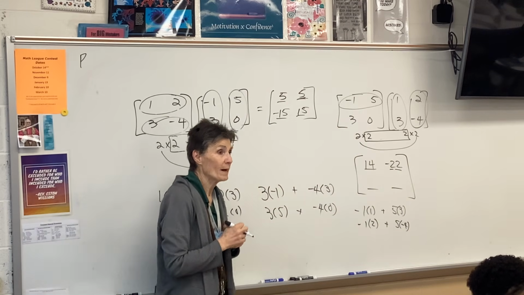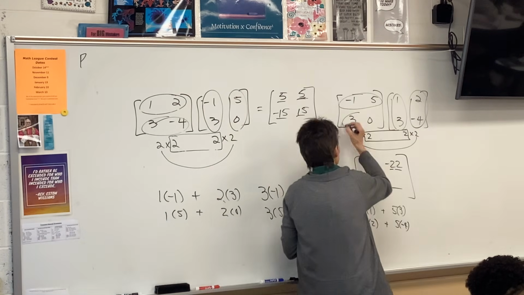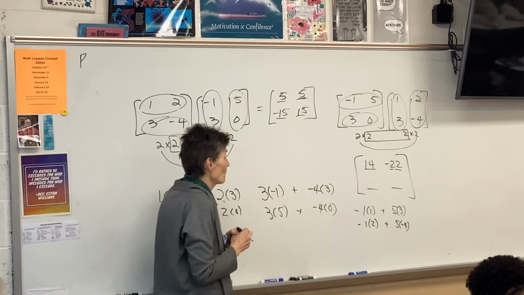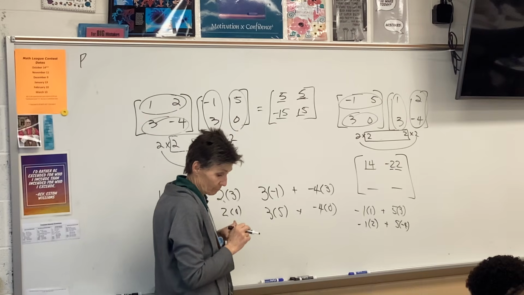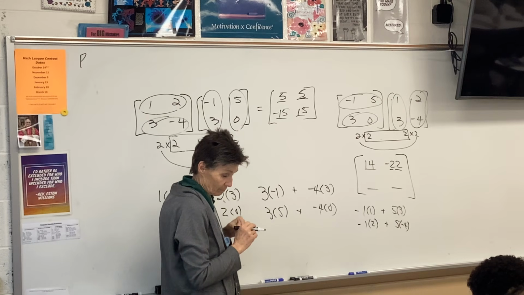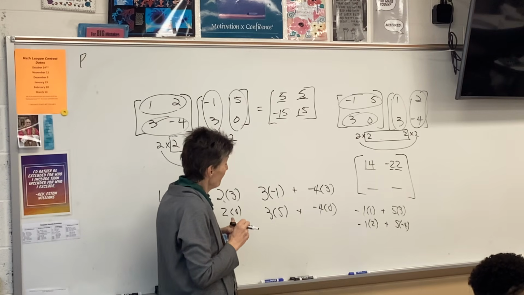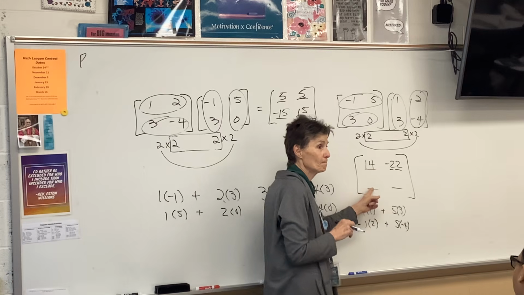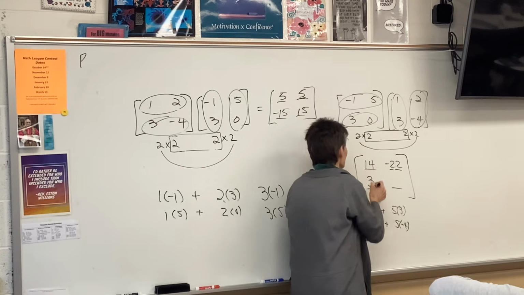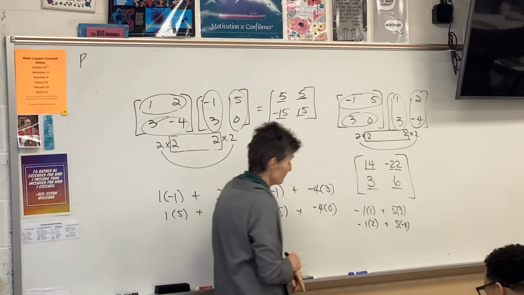Do you feel like you can do the bottom row by yourself? All right, let's do it. You're gonna use row 2. What'd you come up with right here? 3, perfect. And what'd you come up with right here? 6. Yep, right on. Very, very good.